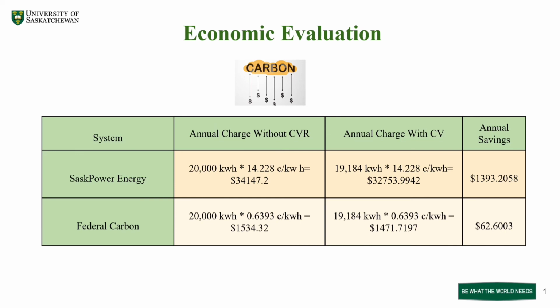We have similarly calculated the savings in federal carbon charge by using the rate 0.6393 cents per kilowatt hour. The annual federal carbon charge without CVR is $1,534.32, and the annual federal carbon charge with CVR is $1,471.7197. The calculated savings in federal carbon charge is $62.60. If we add both savings from the SAS Power energy charge and federal carbon charge, we get total annual savings of $1,425.8061.